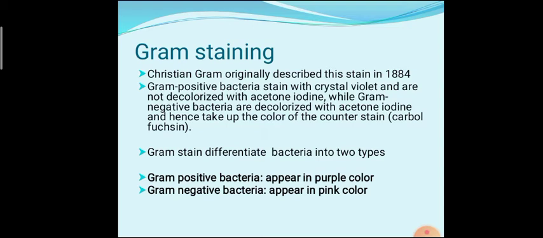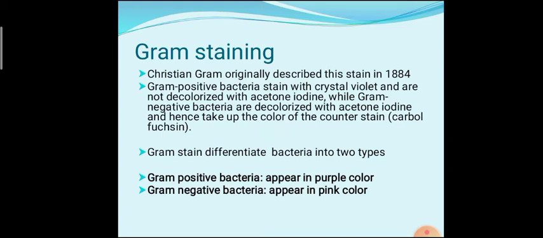But with gram-negative bacteria, whenever we put crystal violet solution on bacteria that are gram-negative, they will stain with crystal violet, but gram-negative bacteria are also decolorized with acetone iodine. The main difference between gram-positive and gram-negative bacteria is that gram-positive bacteria can stain with crystal violet but cannot be decolorized with acetone iodine, while gram-negative bacteria can stain with crystal violet but are also decolorized with acetone iodine. That's why gram-negative bacteria appear in pink color.